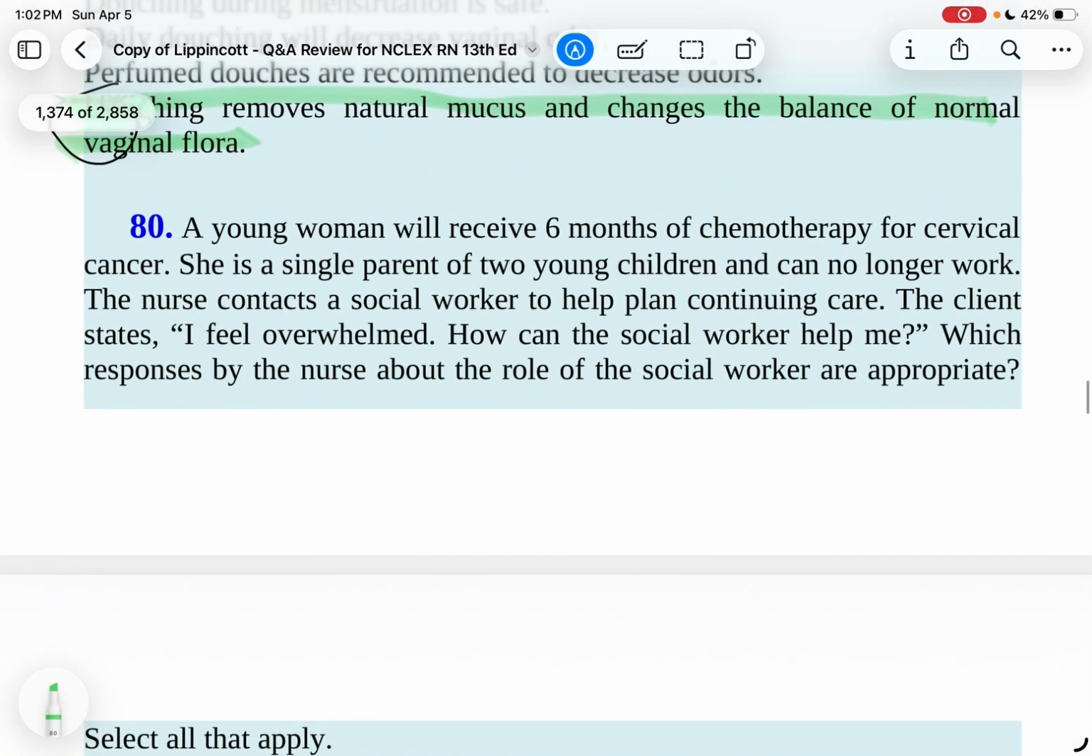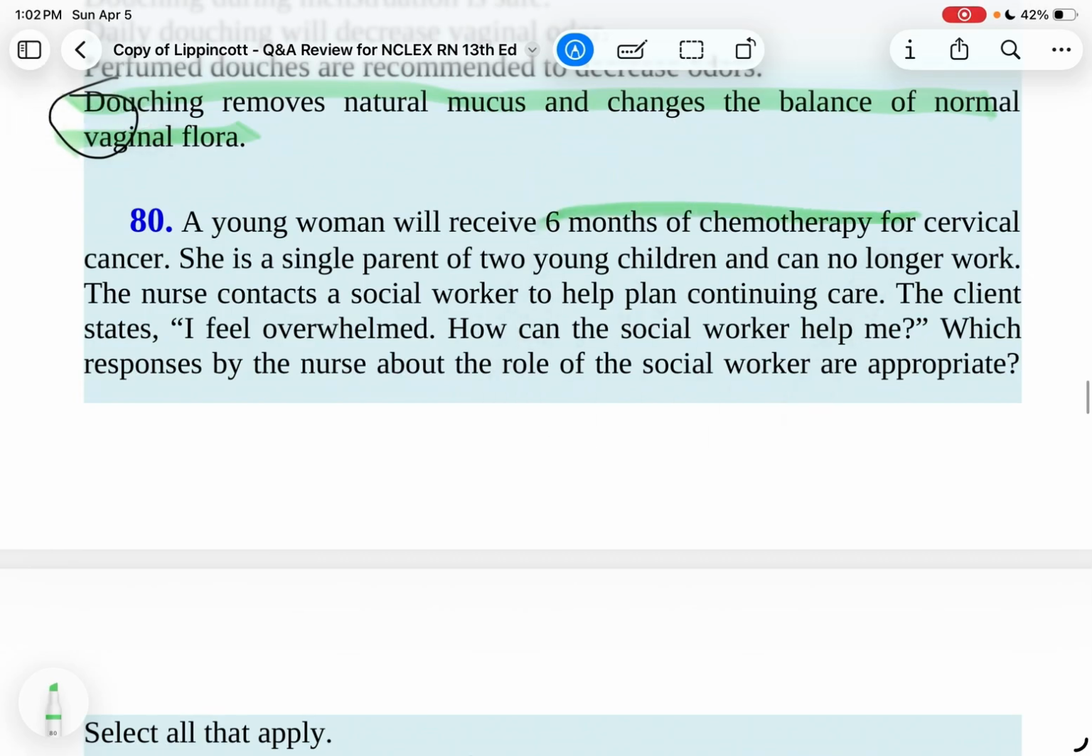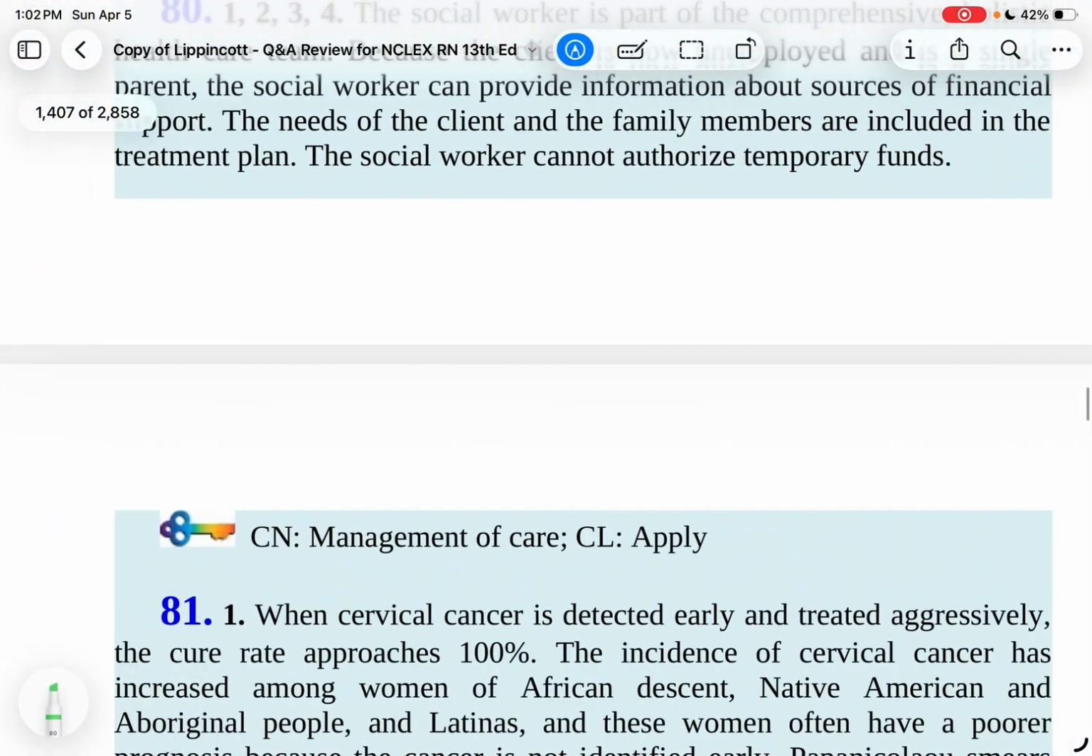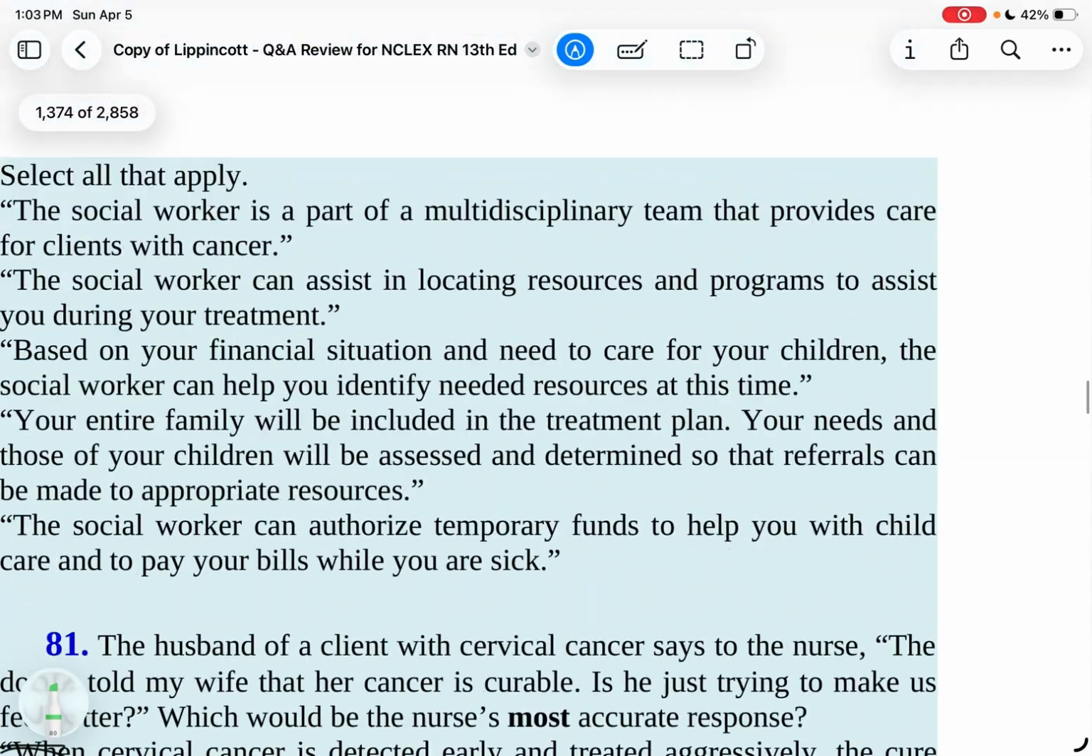A young woman will receive 6 months of chemotherapy for cervical cancer. She is a single parent of 2 children and no longer works. The nurse contacts a social worker to help with continuing care. The client states, I feel overwhelmed, how can a social worker help me? Select all that apply. All of options 1, 2, 3 and 4 are correct.